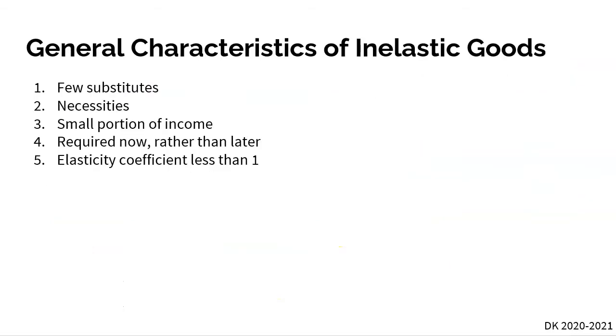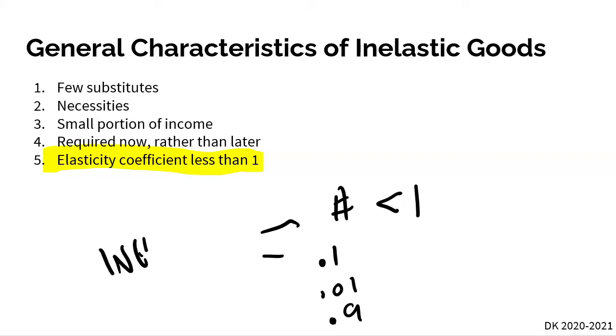So what are the general characteristics? You can read it on the screen, you can pause the video. The important thing that I want to point out is the elasticity coefficient is less than 1. So what we're going to say is that if the number is less than 1, so it could be 0.1, 0.01, 0.9, then it is inelastic. That's all it's trying to say. So when we calculate the actual number to determine elasticity, if that number is less than 1, the good is inelastic.